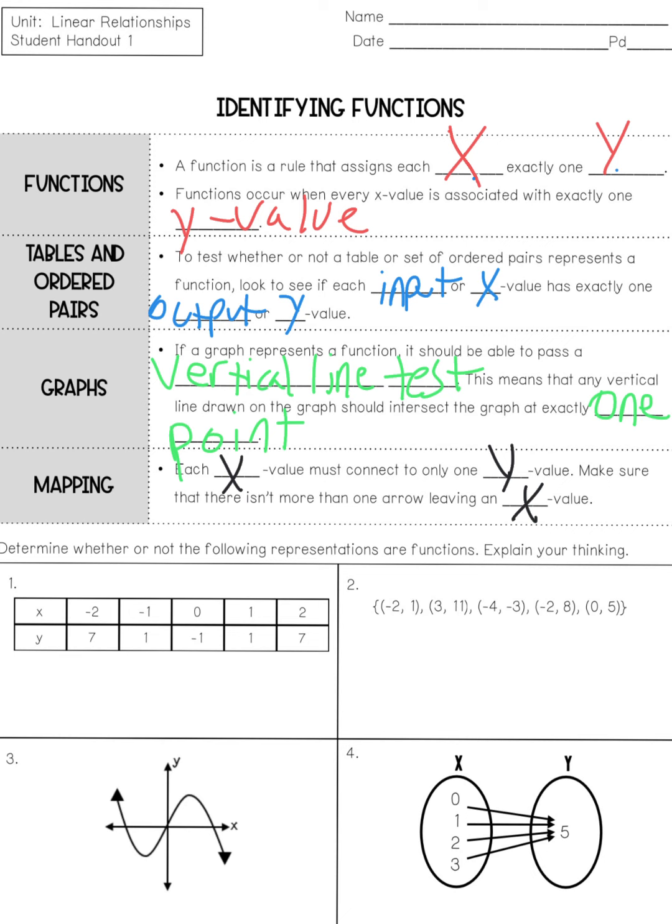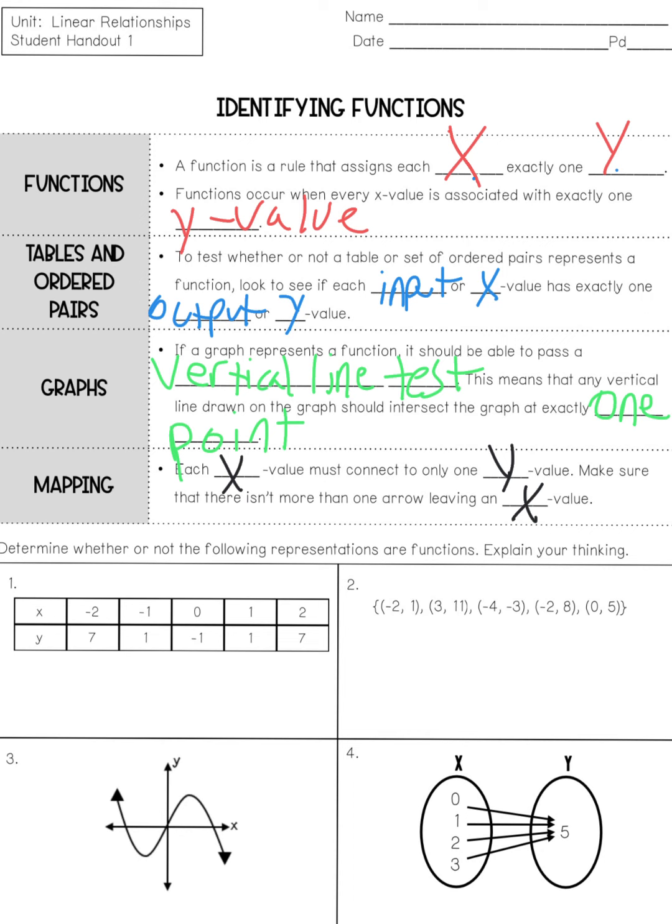Blue was for tables and ordered pairs. It says to test whether or not a table or set of ordered pairs represents a function, look to see if each input, or x value, has exactly one output, or y value. So we're looking right here. When x is -2, it goes to 7, correct? Do we see any other -2s for the x values? You'd say no, so that's good. At -2 went to one value.